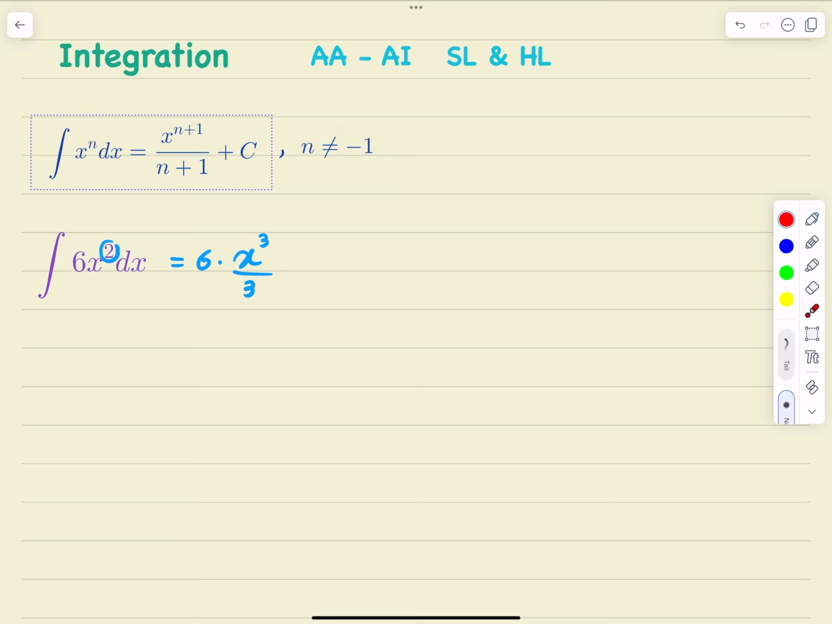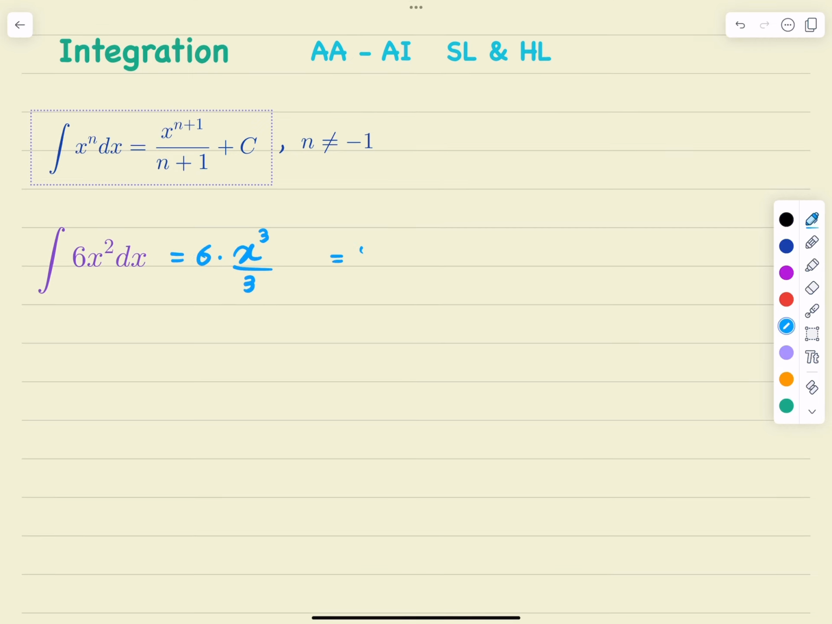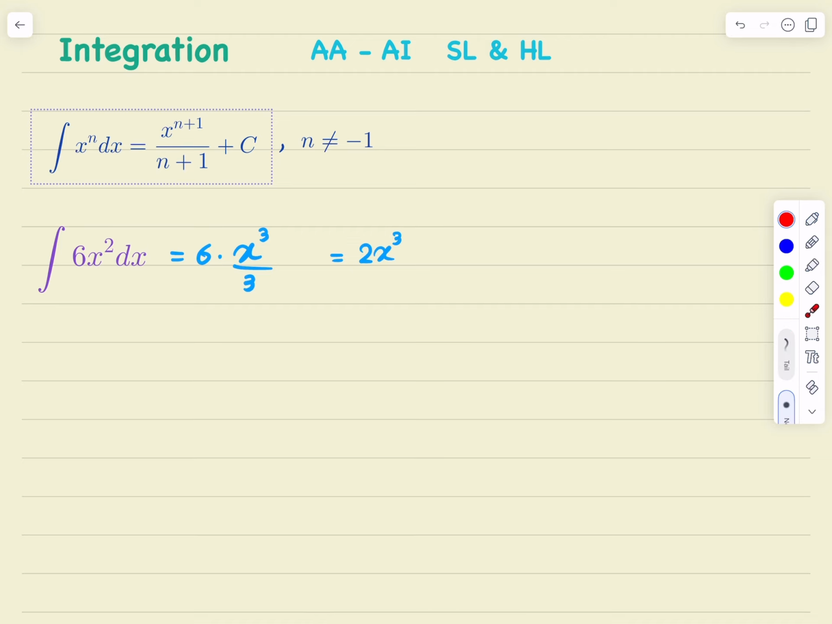Now we will simplify our answer. Here we have 6 divided by 3, which is 2. So it will be 2 multiplied by x cubed. So now, what is the story of this number or constant plus c? Keep in mind that integration is the opposite of differentiation. So that's why sometimes we call it the antiderivative.